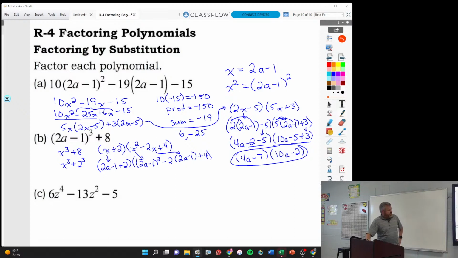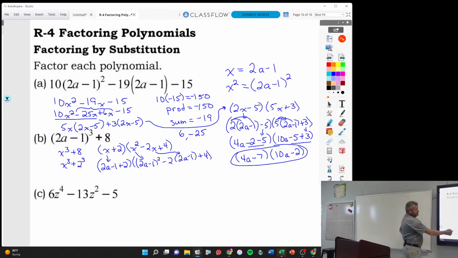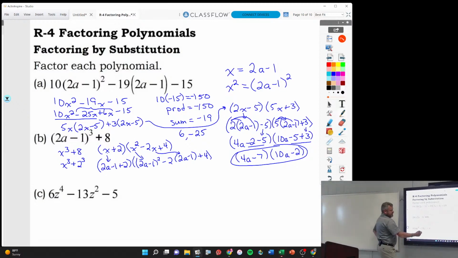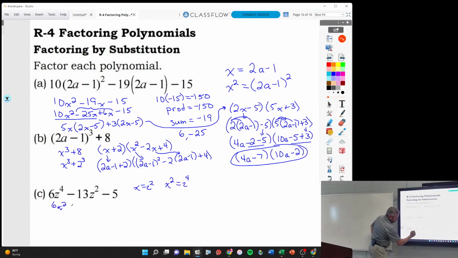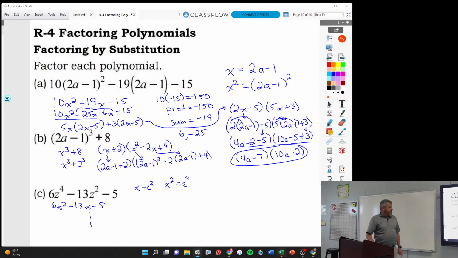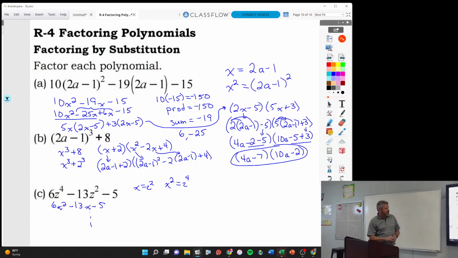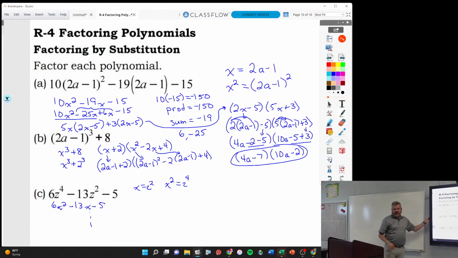The last one, we're going to factor that, but basically what we're going to do is factor it in terms of z squared. So if I was to write that and say, well, x equals z squared, which means x squared equals z to the 4th. So that would be 6x squared minus 13x minus 5. And we'll just go on to factoring that. And once you find that final answer, change those x's back to z squares and simplify.